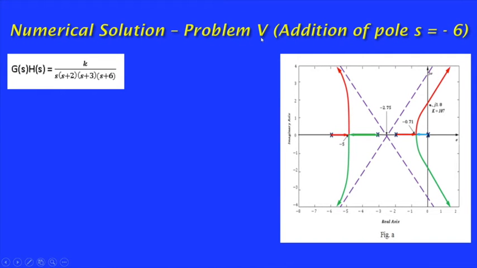Numerical solution of problem 5. Addition of poles, one equal to minus 6. Then taking the example G(s)H(s) equal to K divided by S into S plus 2 into S plus 4 into S plus 6. Here the number of poles is 4 and zeros equal to 0. That means there is no finite zero. So this is S equal to 0, another pole is minus 2, another pole is minus 4 and this is minus 6.